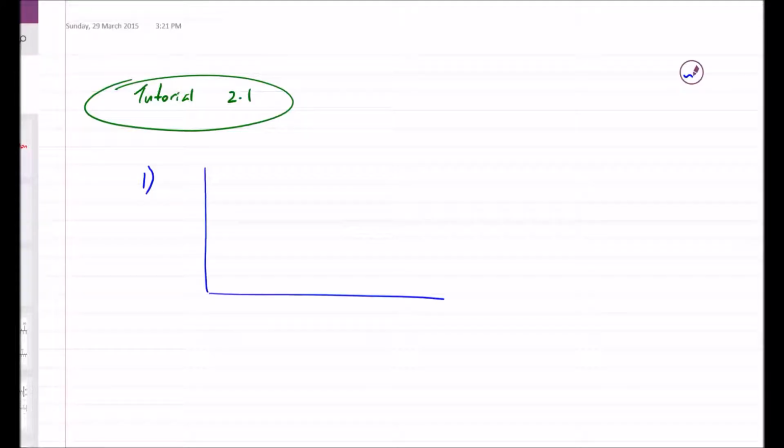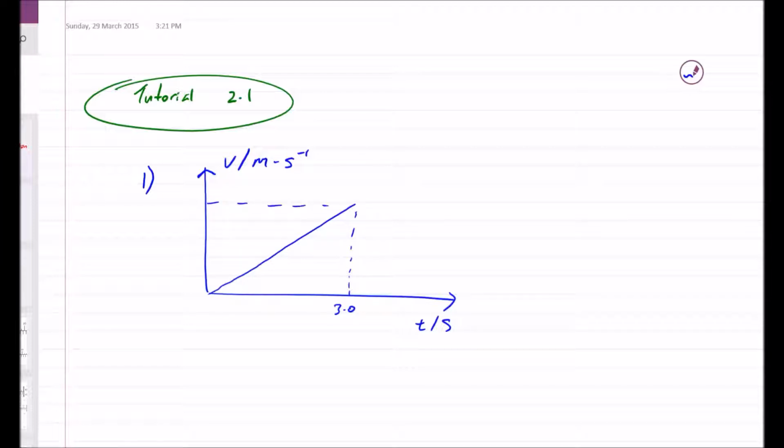Usually for a kinematics question, I will start off by drawing a graph first to have a graphical representation of what is going on. Okay, so the car starts from rest, so you know that it will start from the origin, and it accelerates constantly for 3 seconds. The fact that the acceleration is constant means that the gradient of the velocity time graph is a straight line, is constant. Let's just label the graph here.